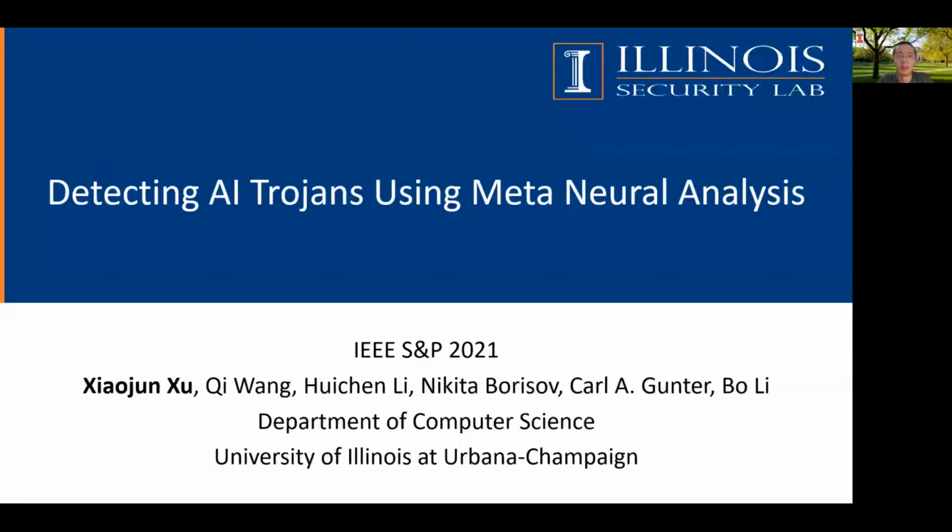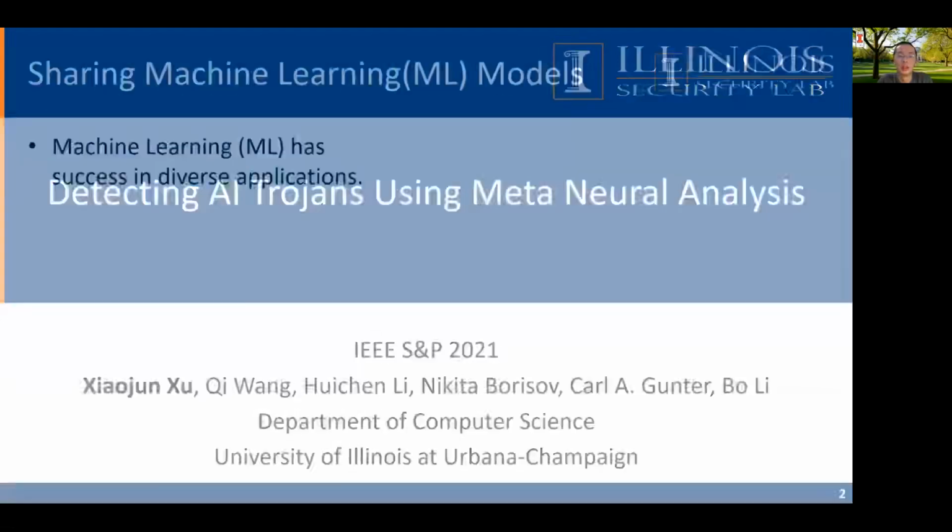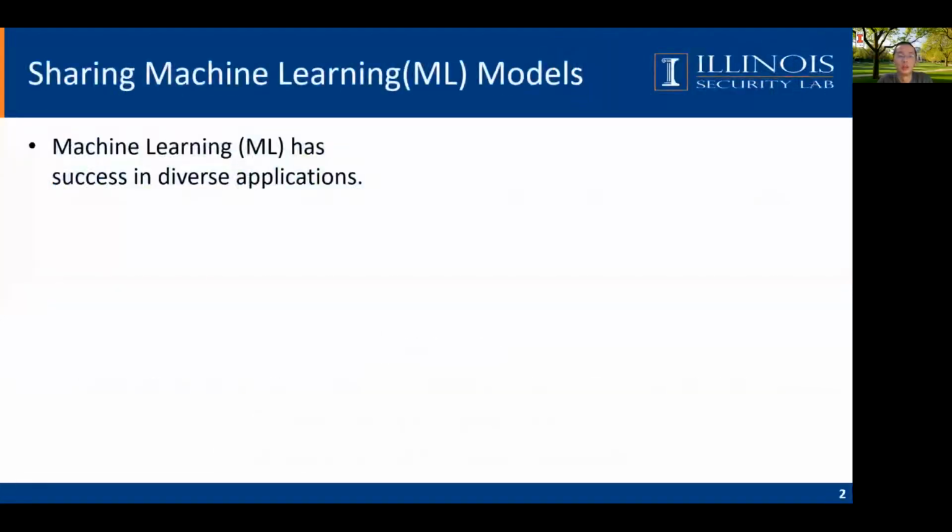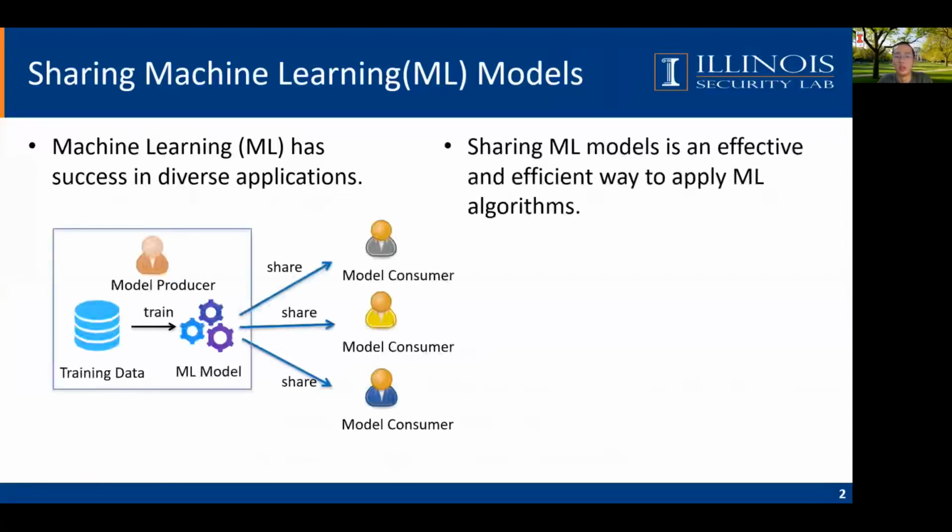I am going to introduce our research on AI Trojan detection using meta-neural analysis. We know that nowadays machine learning models have been applied in different tasks, but it is not easy to train a machine learning model. Therefore, a convenient way is that we have expert model producers to train machine learning models and share it with consumers.